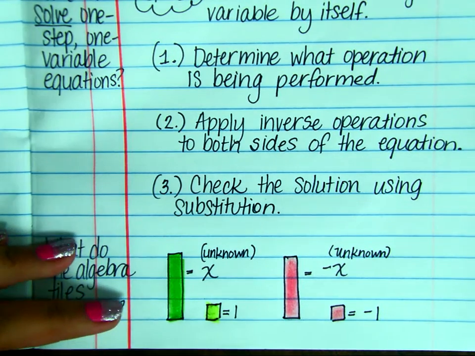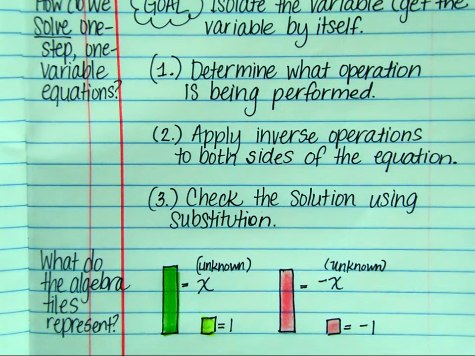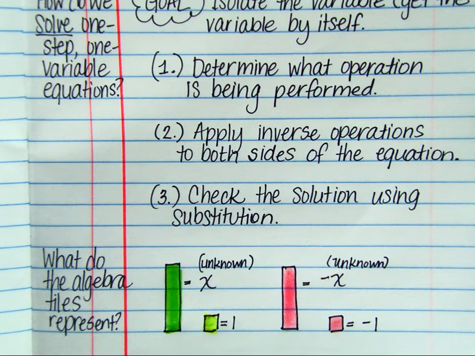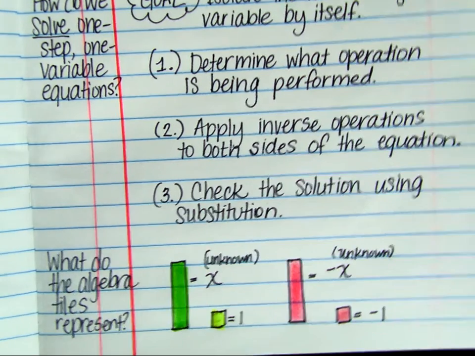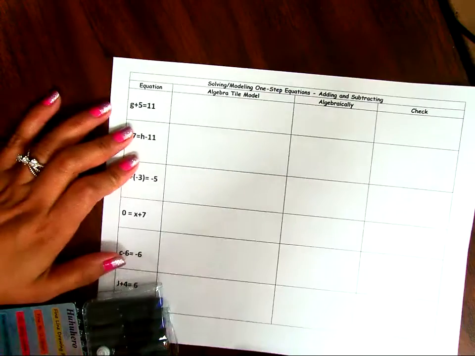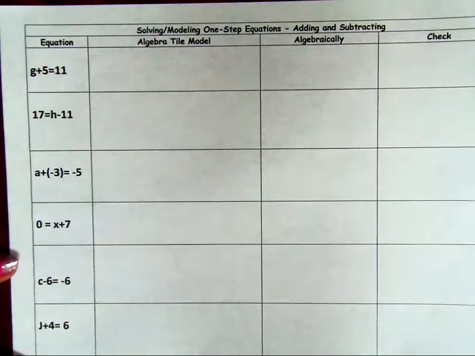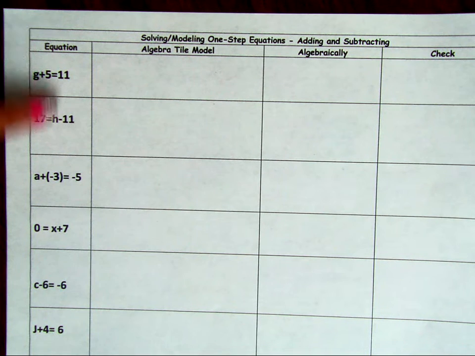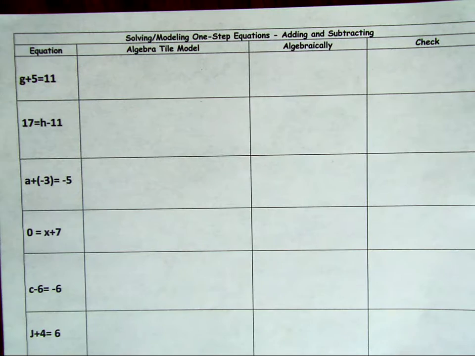All right, so I'm going to pause it here. And we're going to go ahead and grab the foldable, which is the other paper that you were given. So you should have all this, and we're going to use those. Then I'm going to take this. Guys, and so you should have a paper that looks just like mine. Okay. And it has an equation, algebra tile models, how we're going to solve it algebraically, and then how we're going to check it using our solution.